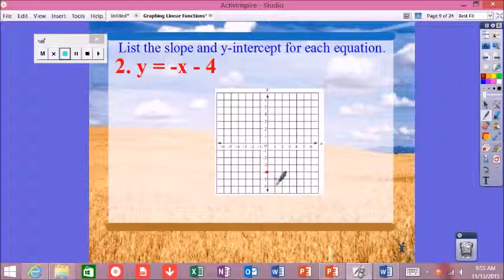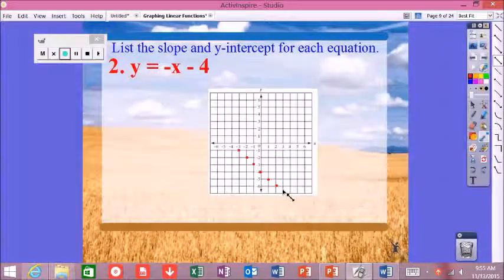So we can think of that as meaning drop 1 and run 1. The slope is negative. Going back to the y-intercept, I can rise 1 and run left 1. Rise 1, run left 1. And you can keep doing this until you fill in the entire coordinate grid with your line.